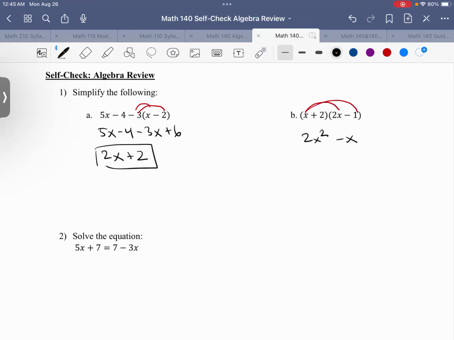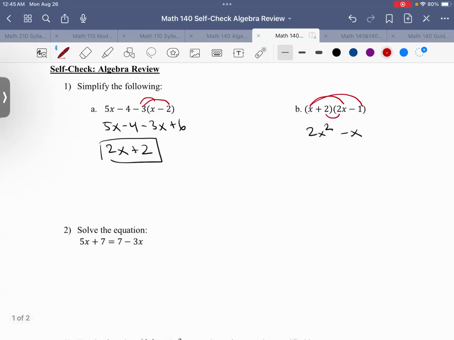You could write negative 1x if you want, or you could just write negative x, whichever works for you. We would have 2 times 2x, and that is 4x, and then 2 times negative 1, which is negative 2. So if we combine like terms again, really the only like terms are negative x and 4x, and that would be 3x. So I'll get 2x squared plus 3x minus 2.